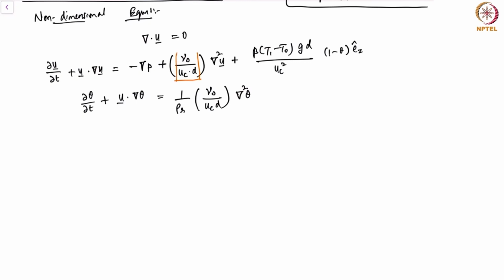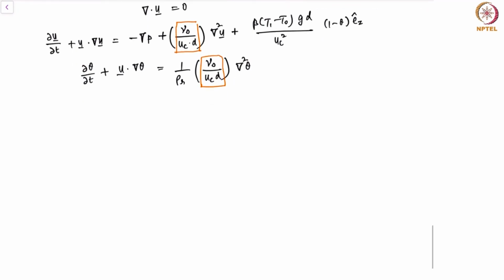Now, if you notice here, there are two terms that I am highlighting. These two terms are nu naught by uc times d. Because this is not a shear driven problem, there is no natural characteristic velocity field that is coming externally. Any velocity field that is generated is because of either buoyancy or because of surface tension variations. So this term here is actually the Reynolds number. uc into d by nu is the Reynolds number.